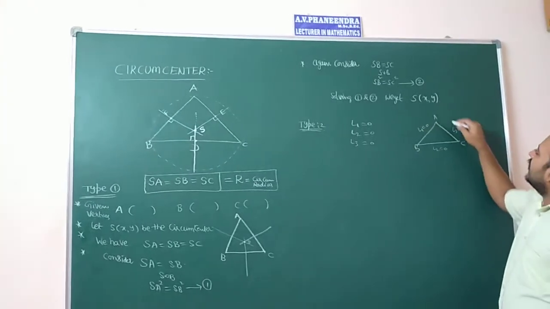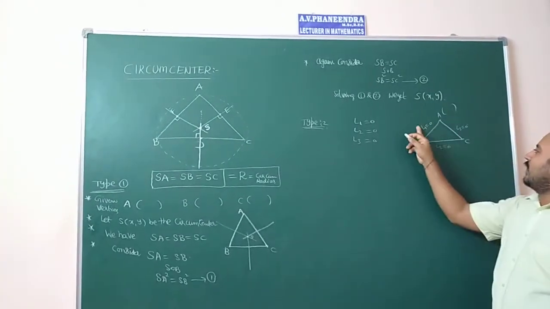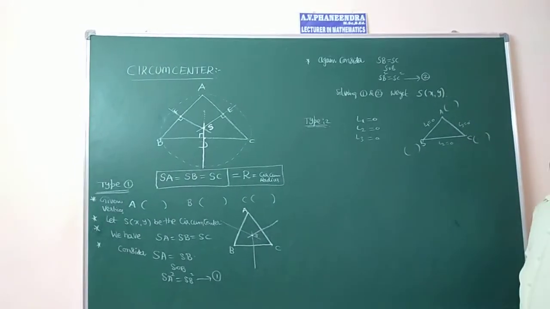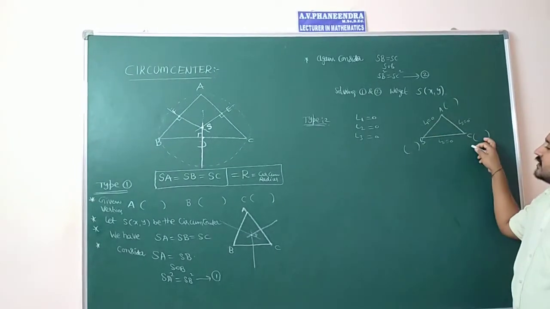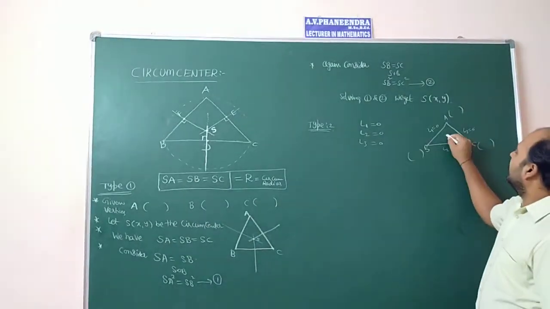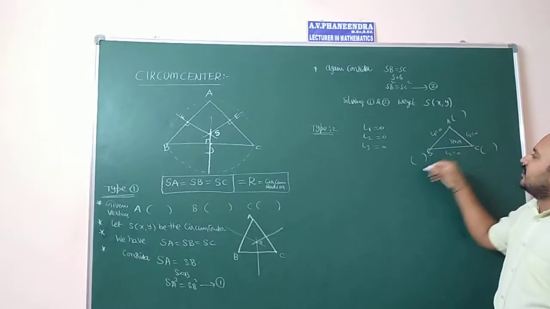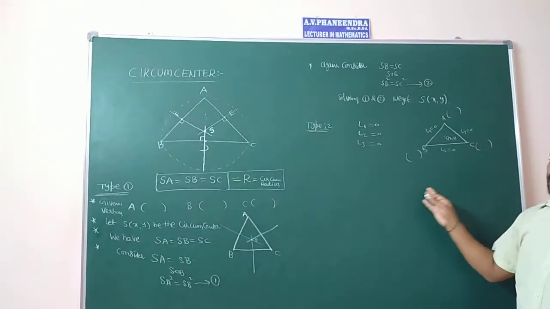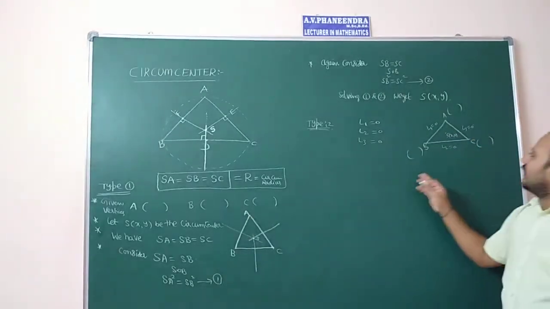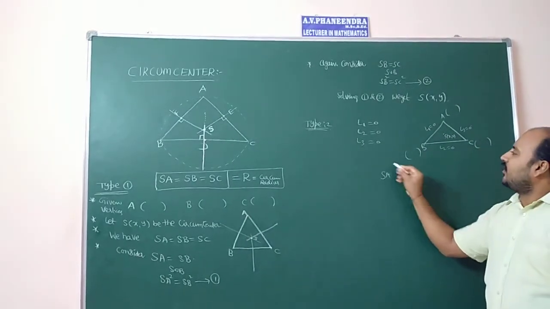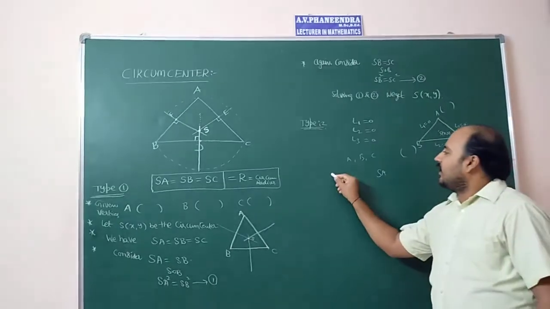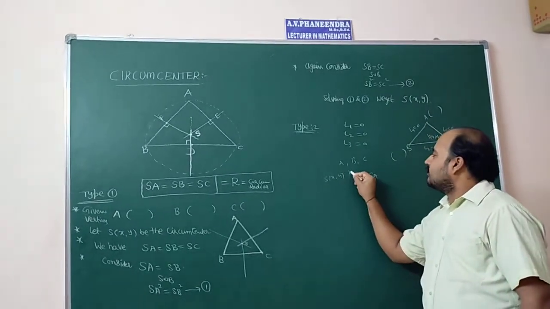If you solve L1 and L3, you will get point A. If you solve L1 and L2, point B. If you solve L2 and L3, you will get point C. After getting these vertices, again you have to follow the type 1 procedure. Again, S of x comma y be the circumcenter of the triangle and consider SA equal to SB equal to SC and then proceed. After getting the vertices A, B, C, S of x comma y be the circumcenter.